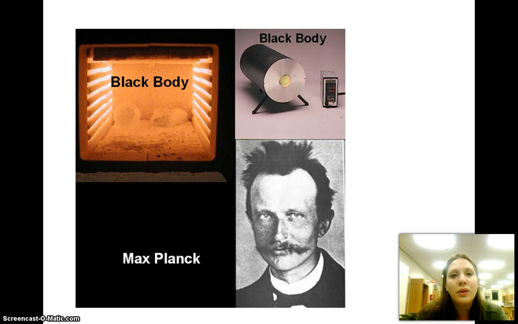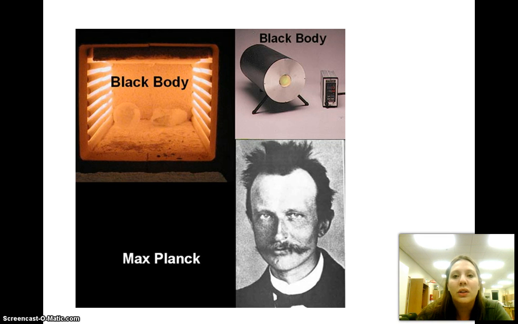But radiation also occurs. So you've seen this before. If you heat up a metal really hot, it begins to glow. It's giving off light. That is radiation. So they wanted to somehow be able to measure just the radiation, eliminating conduction and convection.